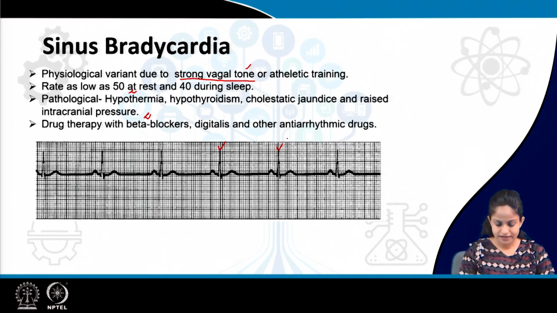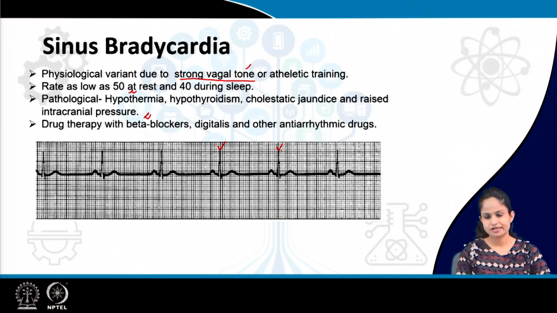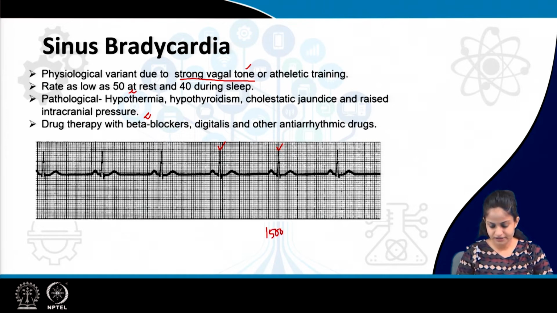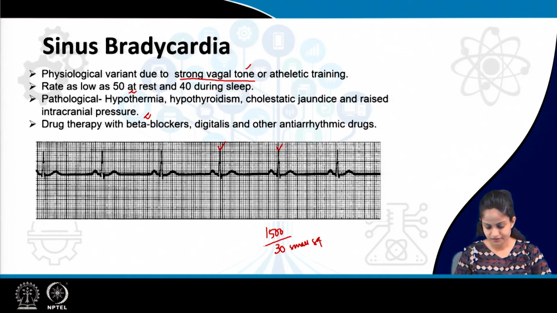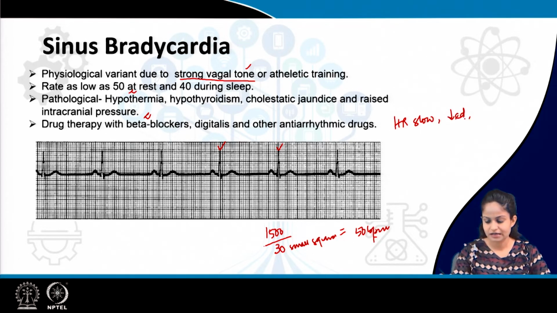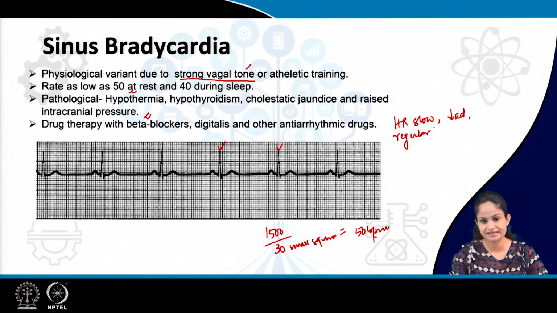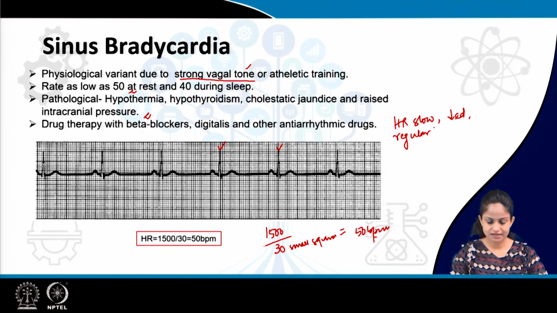So, here we can see, if we are asked to calculate the heart rate, we take any RR interval and we count the number of boxes. So, 1, 2, 3, 4, 5, 6, 6 boxes are there. So, 1500 divided by 6 into 5, 30 small squares. This is the way which we usually calculate our heart rate for a regular rhythm. So, this is 50 beats per minute. What we observe over here is the heart rate is slow, heart rate is decreased, but it is regular, it is not irregular. So, this is the condition which we see in case of sinus bradycardia. So, this is a heart rate of 50 beats per minute.